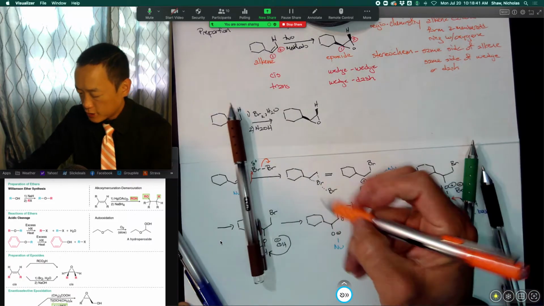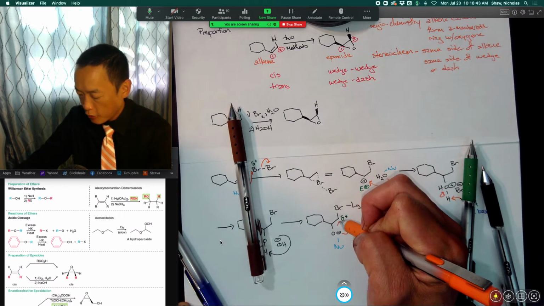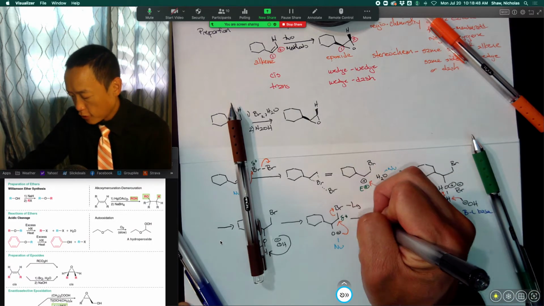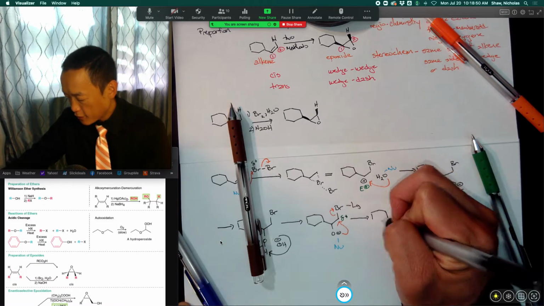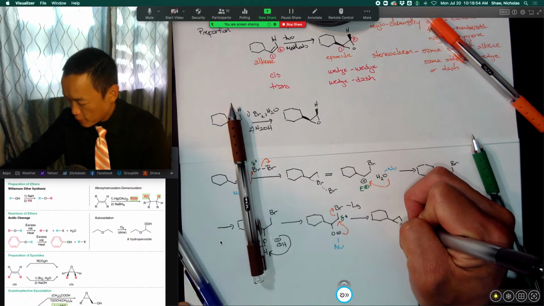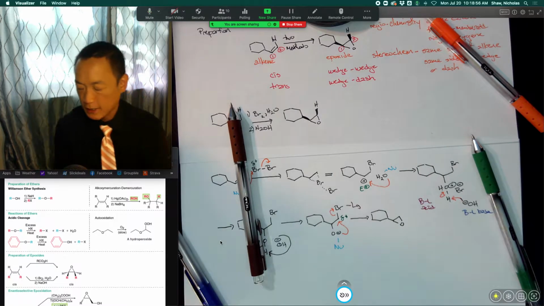And so you just see an intramolecular ring closure, loss of leaving group, and you have formed that epoxide as a result.